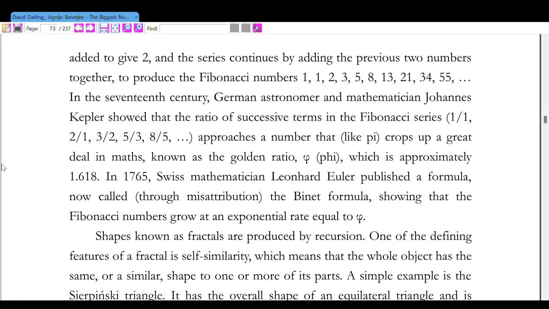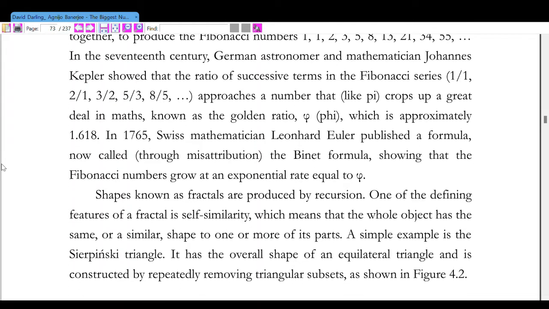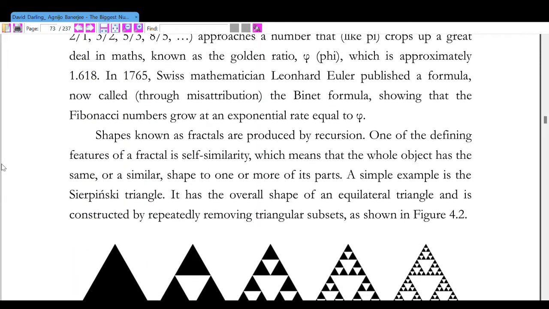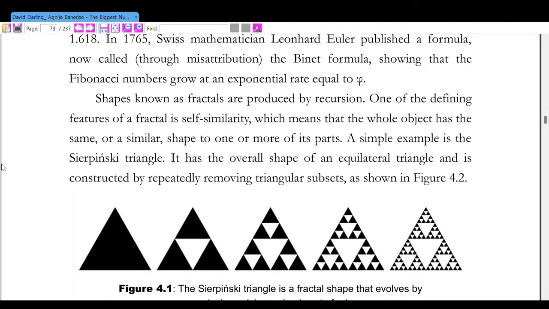In the 17th century, German astronomer and mathematician Johannes Kepler showed that the ratio of successive terms in the Fibonacci series approached a number that, like pi, comes up a great deal in math, known as the golden ratio phi, which is approximately 1.618. In 1765, Swiss mathematician Leonhard Euler published a formula, now called the Binet formula, showing that the Fibonacci numbers grow at an exponential rate equal to phi.